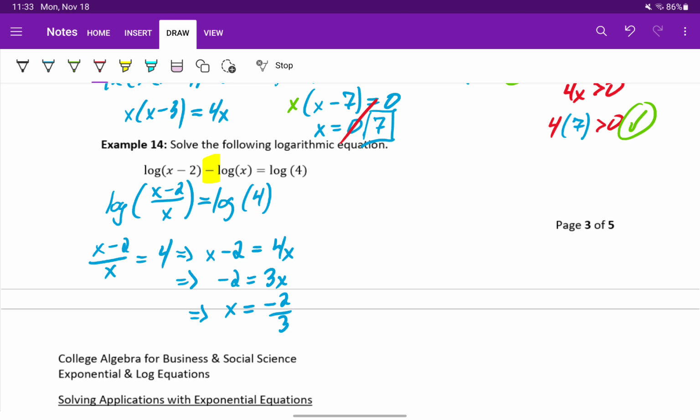We have two different log statements with a variable to check. I'm going to start off with the log of x, meaning x needs to be greater than 0, because it's pretty easy to see that negative 2/3 is not greater than 0. So we have an extraneous solution, a solution that's not within the domain of each of the original log expressions. So here we would say the solution does not exist, or no solution exists.